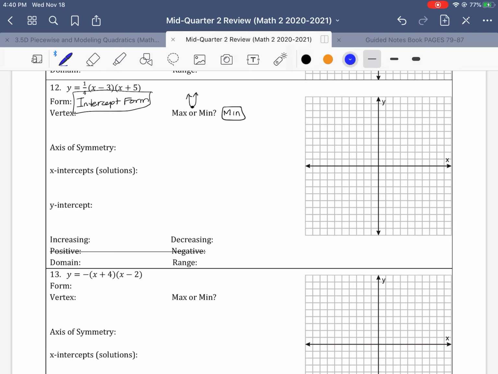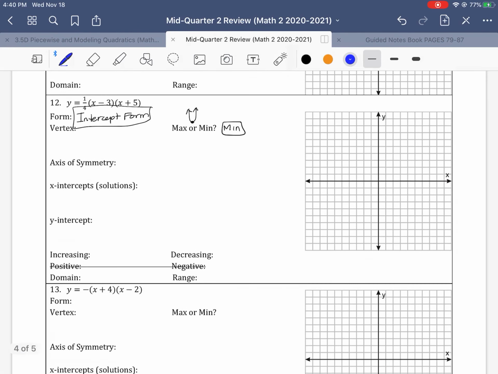The thing that the intercept form gives us is those x-intercepts. So if we look up here at our function, you'll notice if I look at this piece right here and this piece right here that's been factored, if we were solving this, we would end up with x equals -5 and x equals +3 to make that a 0. So our x-intercepts here are (3, 0) and (-5, 0).